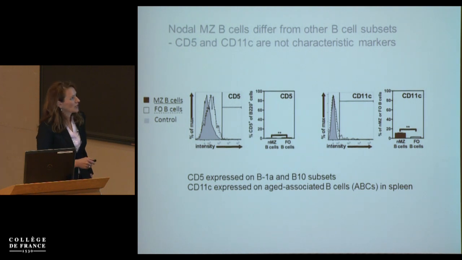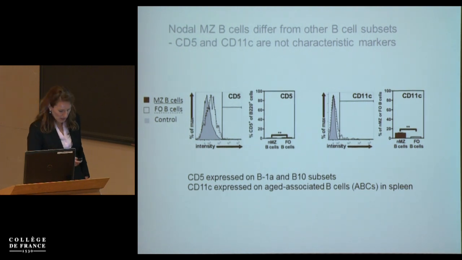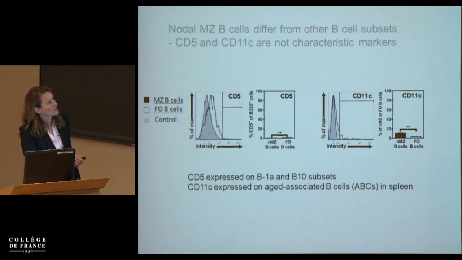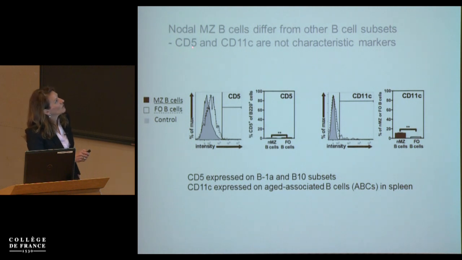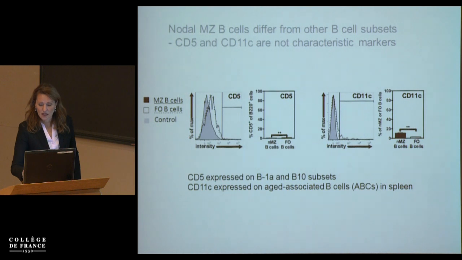So we wanted to exclude that they had this expression, and indeed we didn't see any CD5 on the nodal marginal zone B cells here, and we compared it with follicular. There was just a few percentage of cells that had CD5. For CD11c, there were some of the marginal zone B cells, but this was much lower than the frequency seen in these cells. So we conclude that these markers, CD5 and CD11c, are not characteristic markers on these cells.